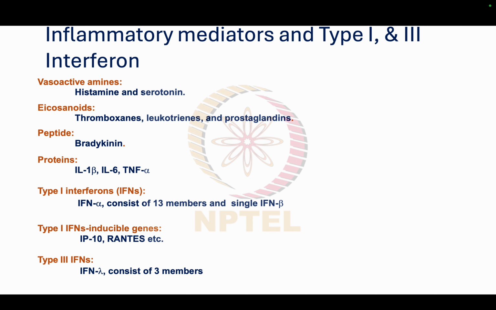Inflammatory mediators and type 1 and type 3 interferon. These are examples of different inflammatory mediators. Vasoactive amines, for example histamine and serotonin. Then eicosanoids: thromboxanes, leukotrienes, prostaglandins. Peptide: bradykinin. Proteins: IL-1 beta, interleukin 6, TNF alpha. Type 1 interferons: IFN alpha consists of 13 members and a single IFN beta. Type 1 interferon inducible genes are IP10, RANTES, etc. Type 3 interferons, interferon lambda, consist of 3 members.